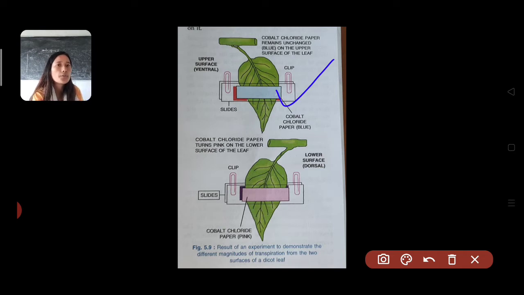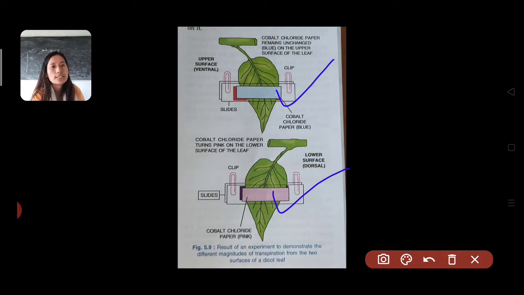After a few hours, what will we visualize? We will observe that the cobalt paper on the lower side has turned pink in color, and the upper side is still blue in color. So what does it prove? This proves that transpiration occurs at a higher magnitude on the lower side as compared to the upper side.